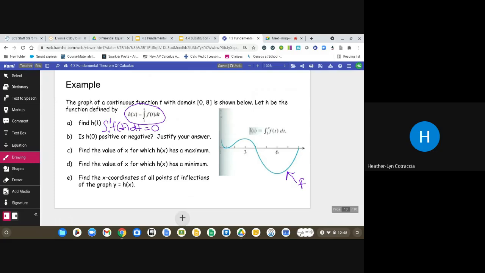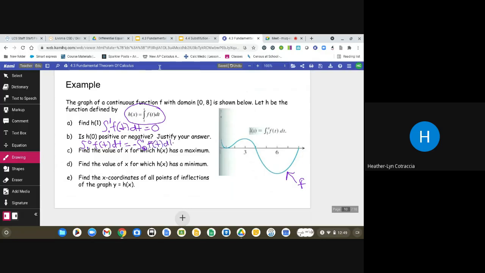Okay, is h of 0 positive or negative? So we're going to plug that in. So we have the integral from 1 to 0. All I did was look at this h of x, and it says plug x in for 0, of f of t dt. So from 1 to 0, that's my first issue. It should be lower bound to upper bound. So I'm going to negate my integral and make that from 0 to 1 of f of t dt.